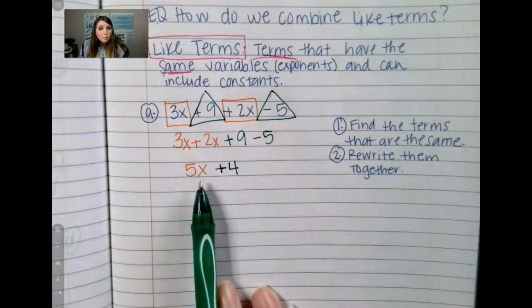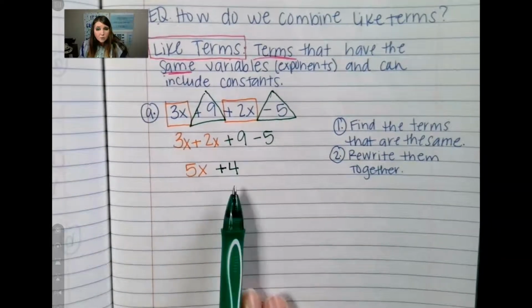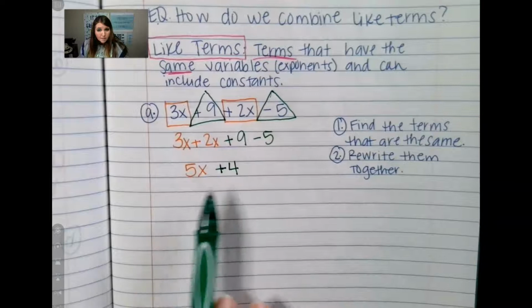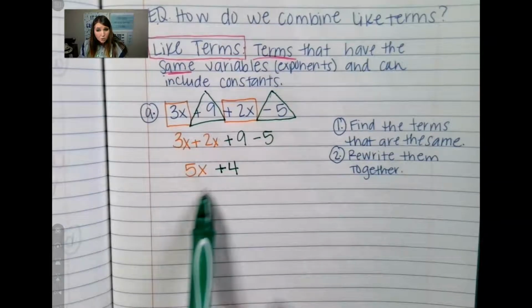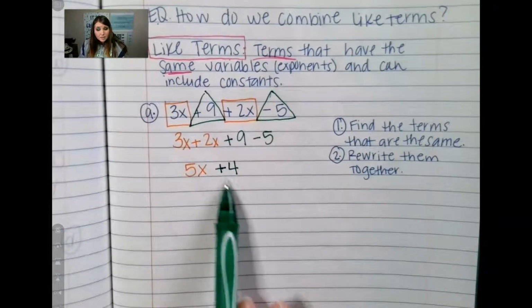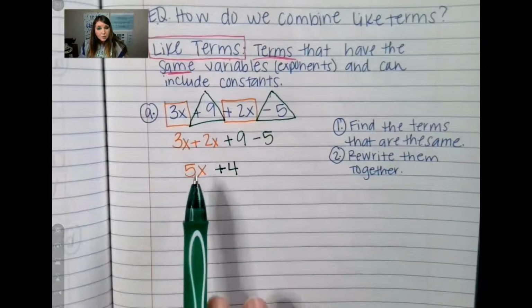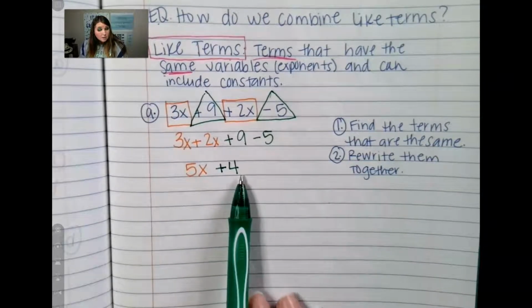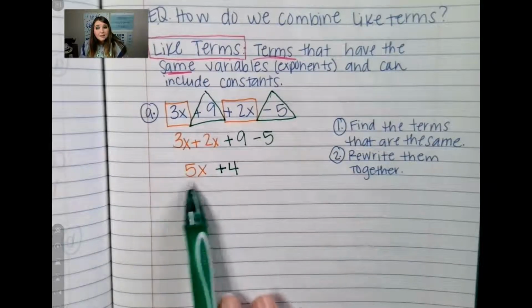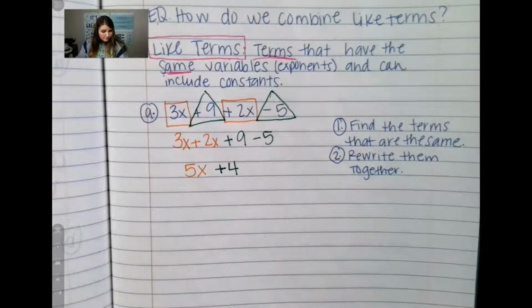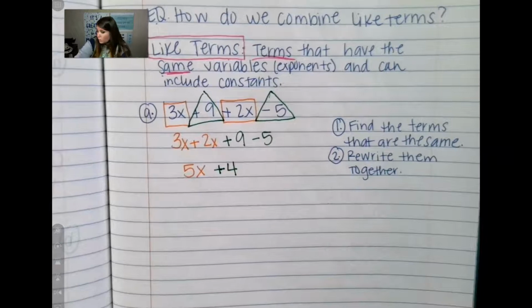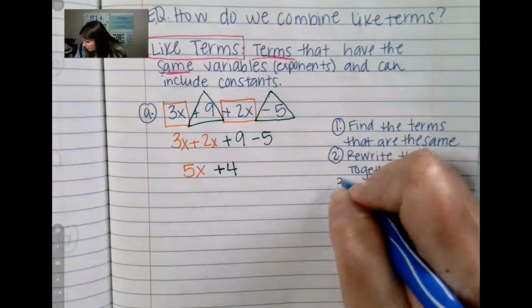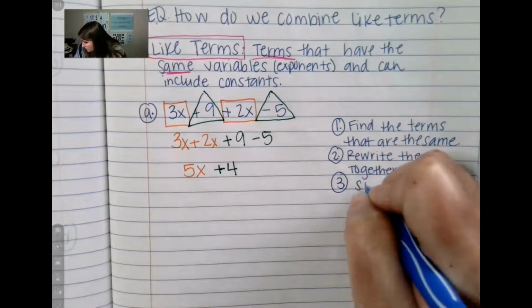I cannot put a 5x with a 4 because this one is a coefficient and this one is a constant. So I put the coefficients with coefficients, constants with constants. I'm done. This problem is now complete, and we call this step 3, which is to simplify.